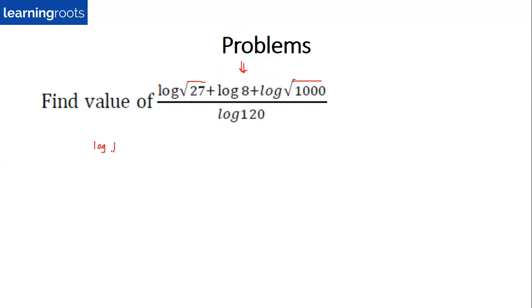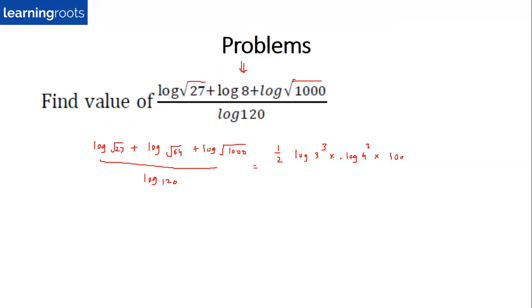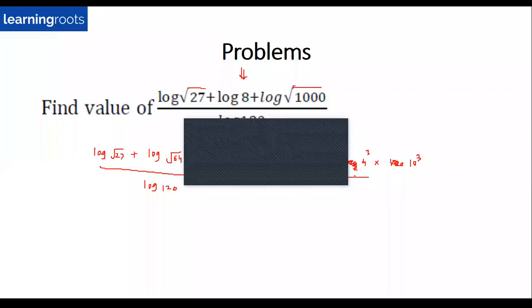So this is log of root 27, and then you have log of 8, but I can write this as log of root 64. Plus I have log of root 1000. And then in the denominator, we have log of 120. So now we know that it's root across, so I can take it out, right? So I can do it as half. Then I have log 27, log 64, log 1000, and so on. Now, again, 27, 64, 1000, what are these? These are cubes, right? So I can write this as log of 3 raised to 3 into 4 raised to 3 into 10 raised to 3, right? And then I can write log 120 as it is.